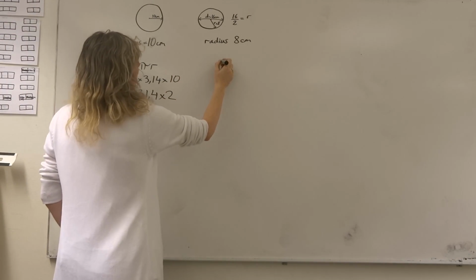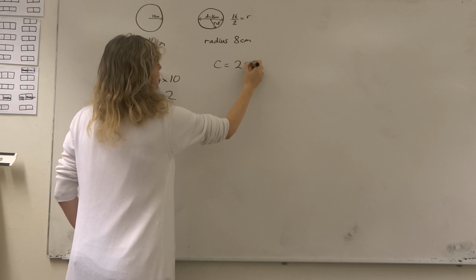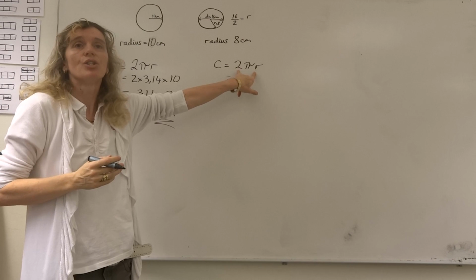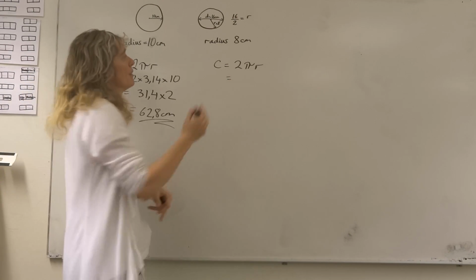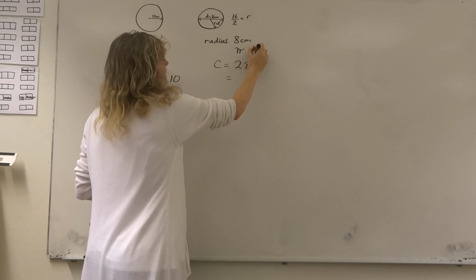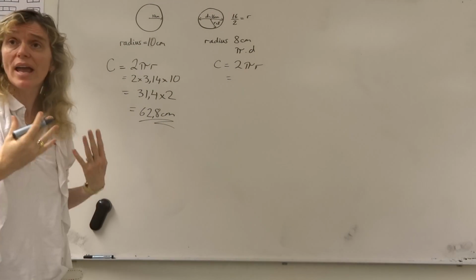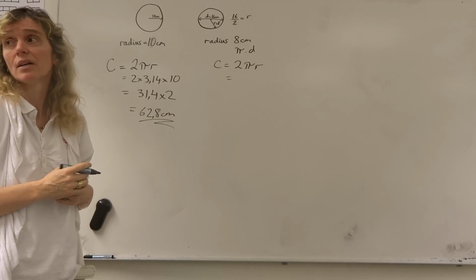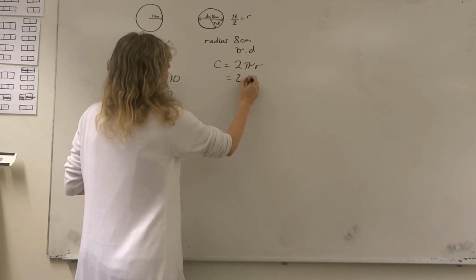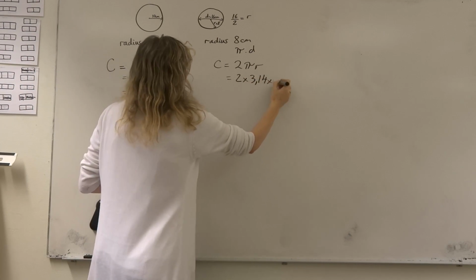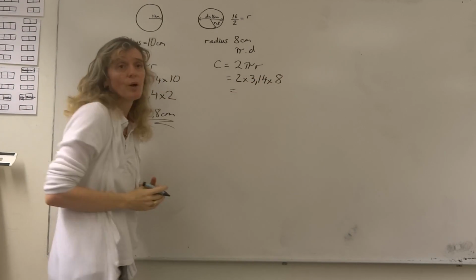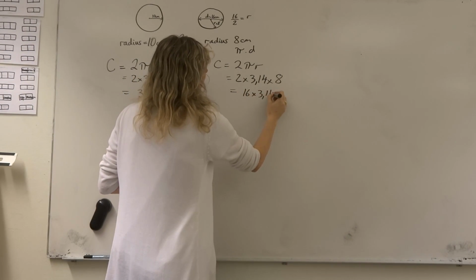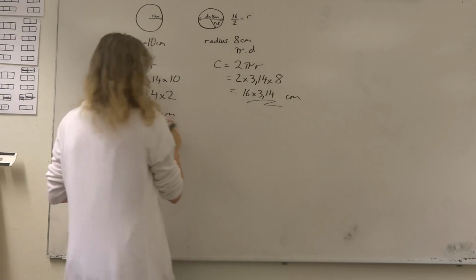Second one, same formula, circumference is 2 times pi times r. I think this way is easier so you don't mix up perimeter and diameter. You also know that the circumference can be pi d, but if you keep everything in terms of radius, you don't make the mistake of using the diameter by mistake. So 2 times 3.14 times the radius of 8. You can work that out, so you get 16 times 3.14. They're the perimeters, and they'll be in terms of centimeters.